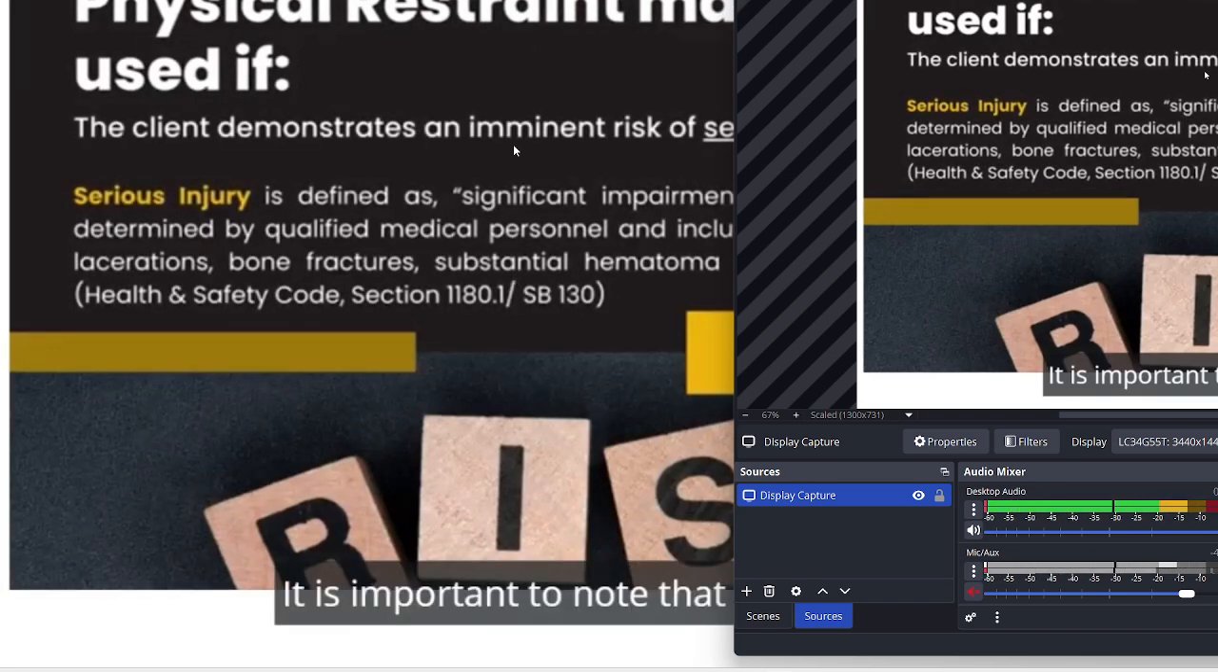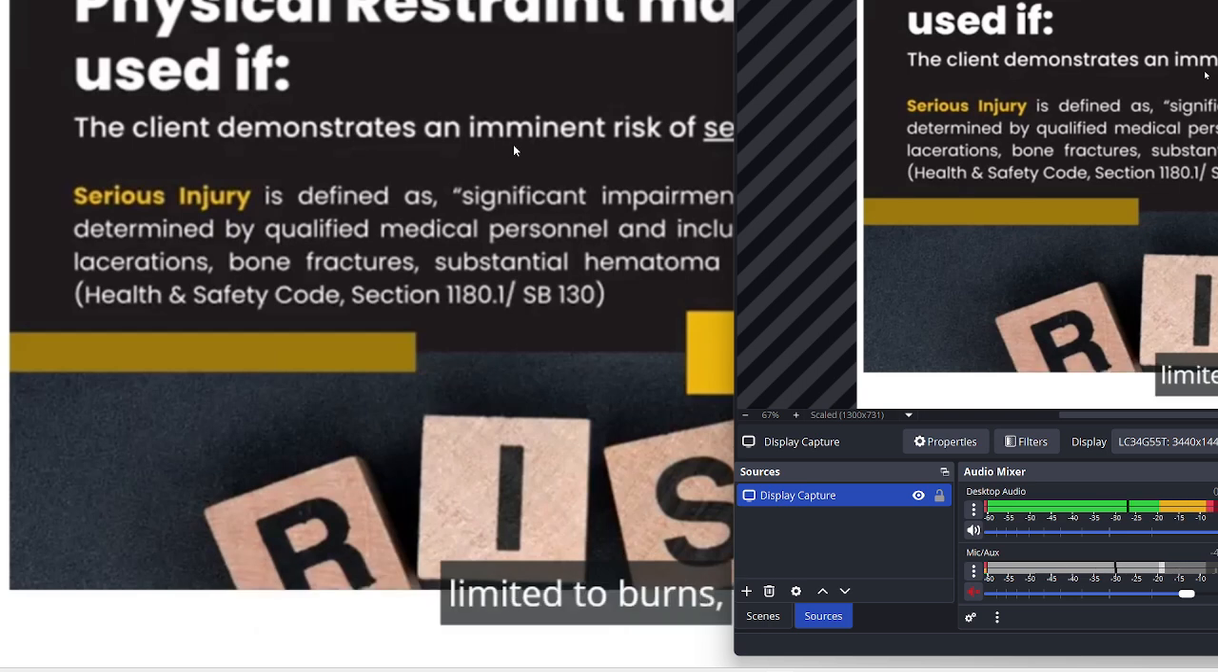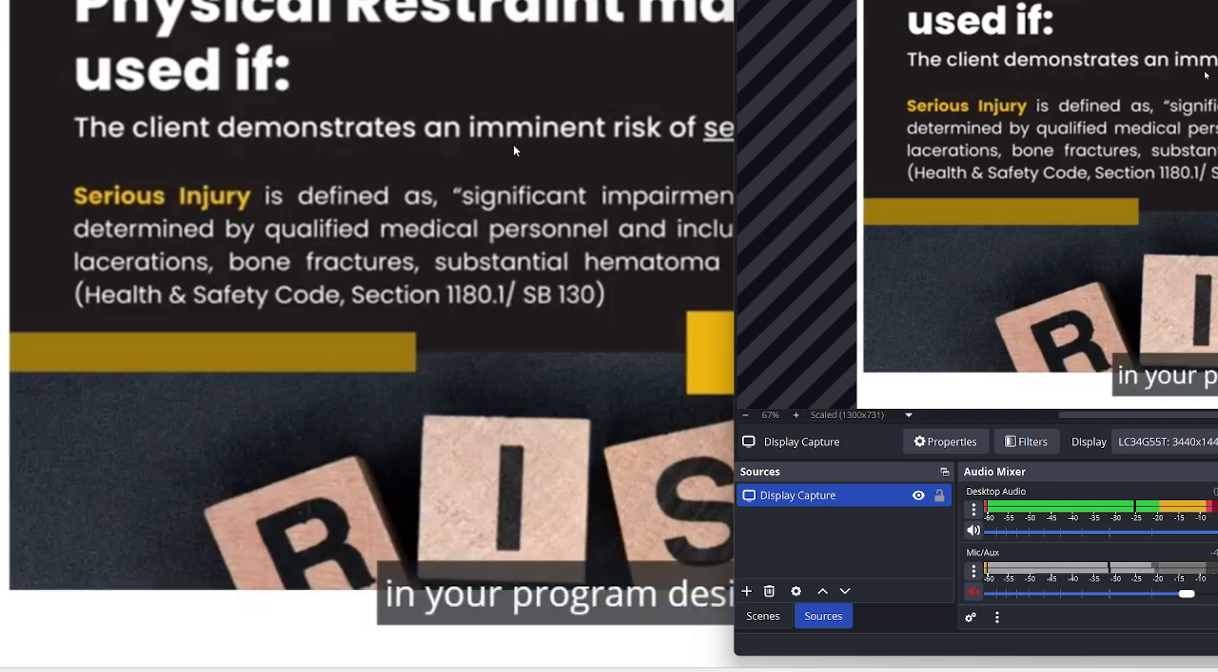It is important to note that the client demonstrates an imminent risk of serious injury when there is a chance for significant impairment of the physical condition as determined by qualified medical personnel and includes, but is not limited to, burns, lacerations, bone fractures, substantial hematoma, or injuries to internal organs. And it is only when the client demonstrates a risk of this serious injury to themselves or others that physical restraint is ever warranted. You will want to indicate this specifically in your program design.